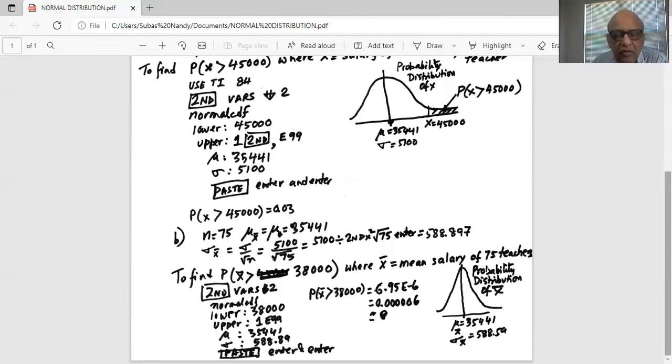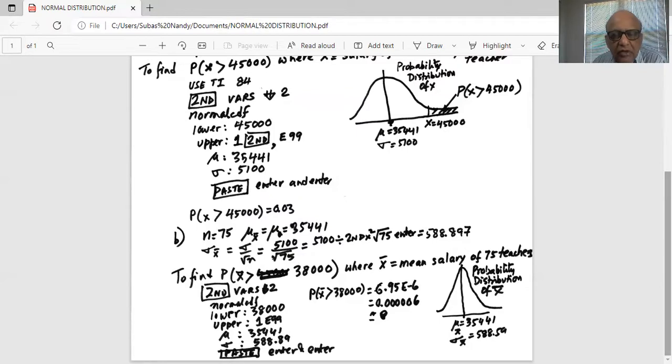And we know from the central limit theorem that the probability distribution of X bar has a mean, or the center where the peak is the highest, mu X bar, same as mu, which is in this case 35,441. Now, sigma X bar, the standard deviation of the sampling distribution of X bar, also called standard error, is the standard deviation of the population divided by the square root of the sample size. We know from the previous problem the population standard deviation is 5,100, and it is to be divided by the square root of 75, where 75 is the sample size, to give us sigma X bar, the standard deviation of the sampling distribution.